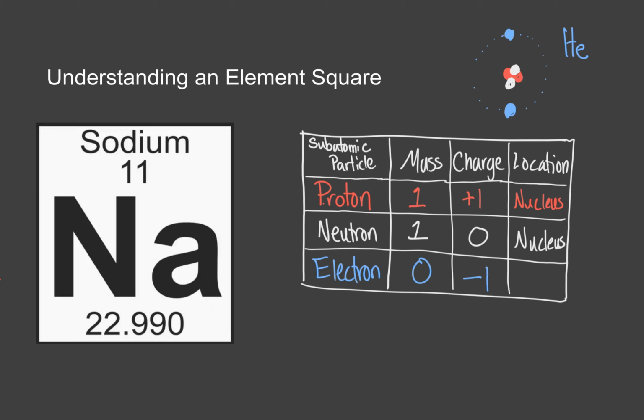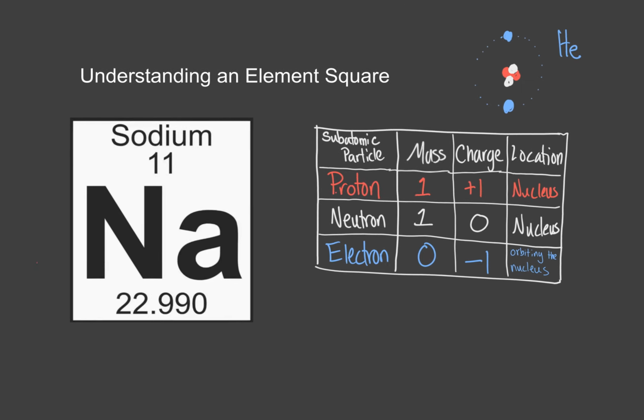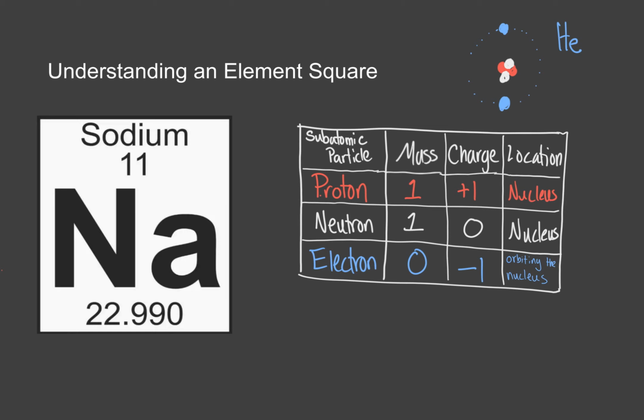So the charge of a proton and the charge of an electron will cancel each other out to create an atom that has no overall charge. An atom that has a charge is called an ion, and we'll get to that. So that would be an ion if it had charges. The location of an electron is orbiting the nucleus. So electrons are not in the nucleus, they orbit the nucleus.